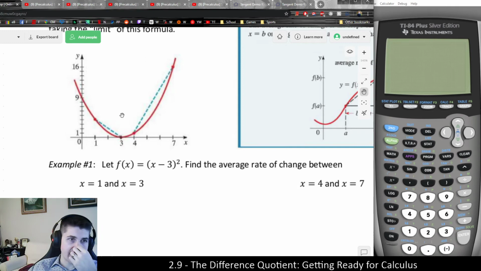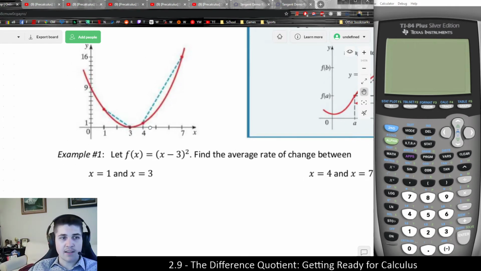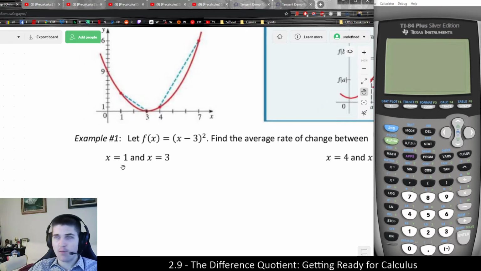So let's say we wanted to take this parabola and find the slope of these two lines. We could phrase this a different way by saying, find the average rate of change between x equal 1 and x equal 3. Basically, on average, how much is this function changing over that interval? And one of my recommendations is to pick which of these values are A and B, but usually A is the left point and B is the right point. Basically, that's what A and B are in the formula.